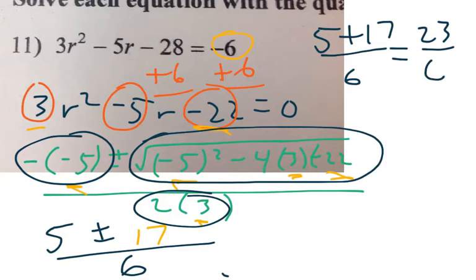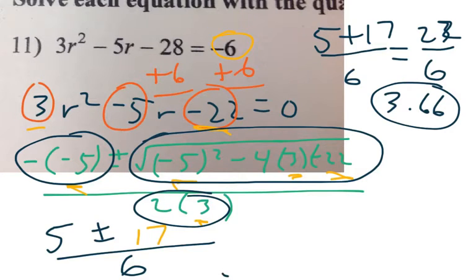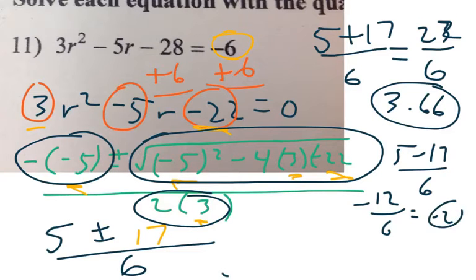That's 23 divided by 6. Sorry, 22 divided by 6. And again, use your calculator, guys, but that comes out to be 3.66, I'm pretty sure. So that's one answer. Now the other answer, don't forget, is I'm going to do 5 minus 17 divided by 6 as well, and I'm going to get -12 over 6, which is -2. -12 divided by 6 is -2. So guys, those are my x-intercepts, right? Those are my answers, correct?